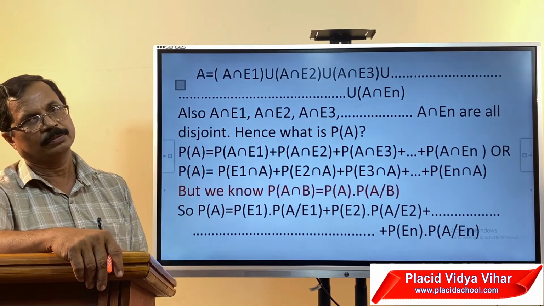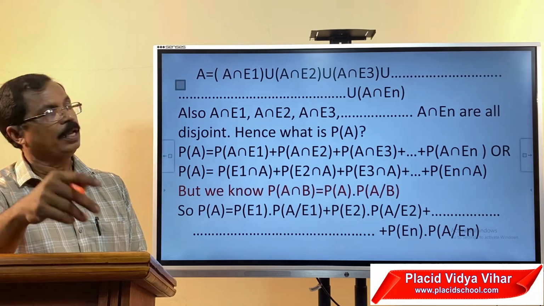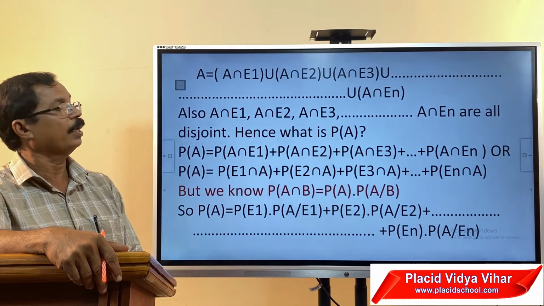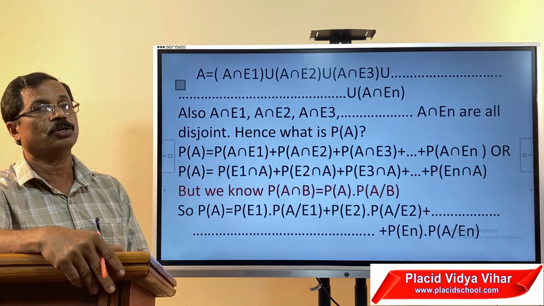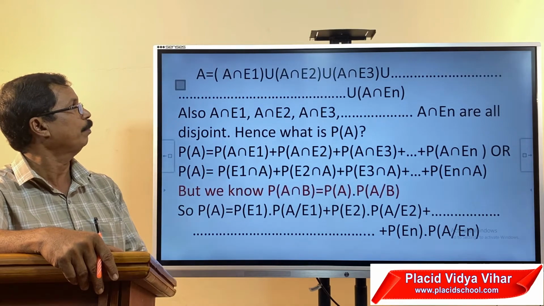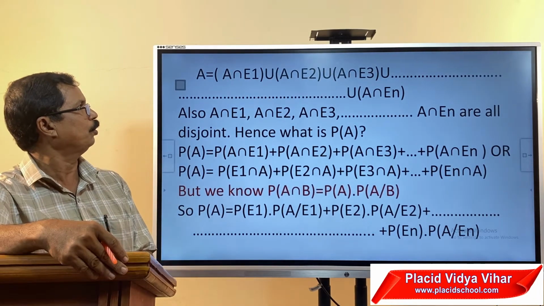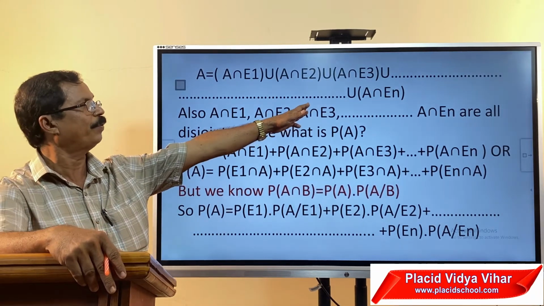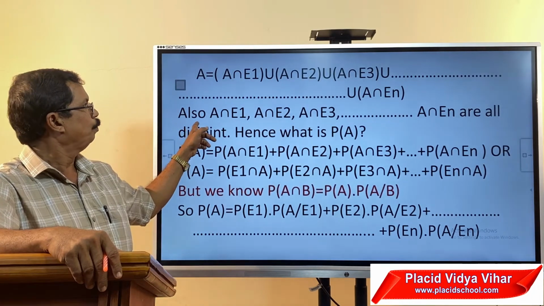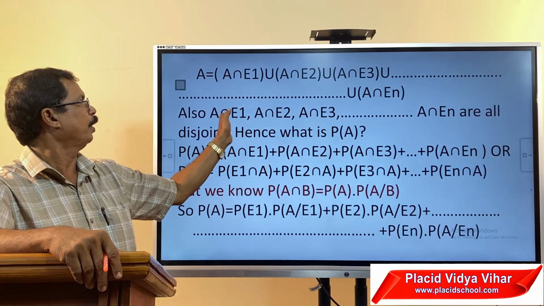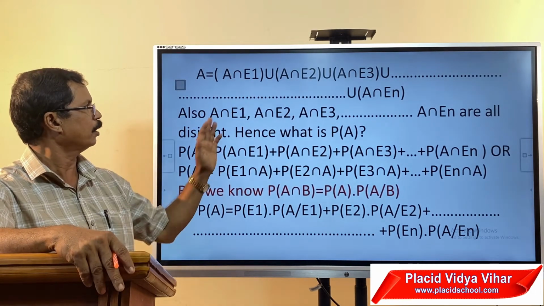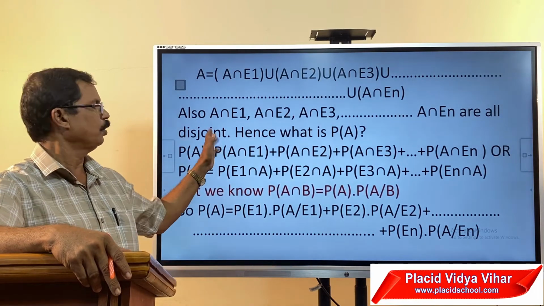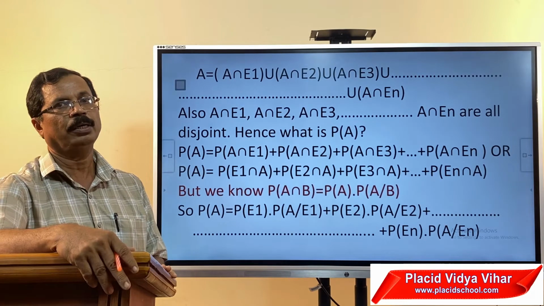In the figure, you can see that A is the union of all these sets. That is, capital A is equal to A intersection E1, union A intersection E2, union A intersection E3, etc., and the last one, union A intersection En. Also, all these intersections, that is A intersection E1, A intersection E2, A intersection E3, etc., A intersection En, are all disjoint. You can see that they have no common part.